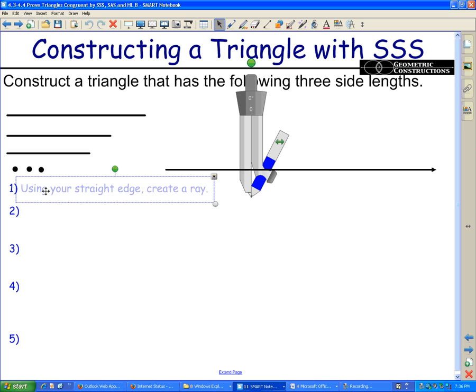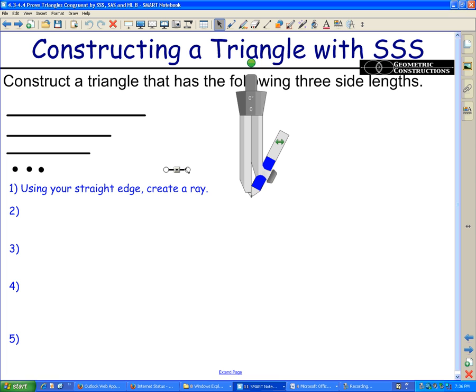The first thing we want to do is, using your straight edge, create a ray. So I kind of cheated a little bit and I did that one ahead of time, but here we'll pretend I haven't done it yet. We'll do it again. Ready? Here's my straight edge. There's my ray. I now have a ray ready to roll.